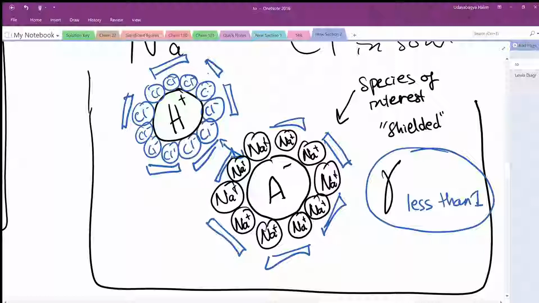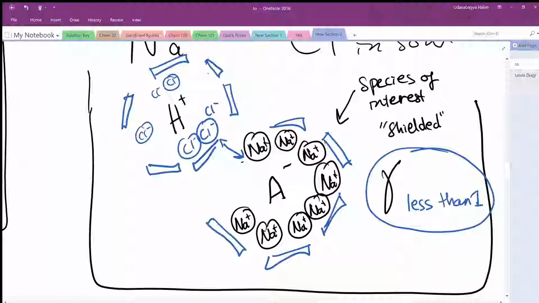But in actuality, there's gaps in the shield. Whoops, I erased a bit too much there, but you get the point. There's some gap that reaction can still happen. In actuality, your solution may more or less look like that, right? So there's places that you can still collide. That's why even though the gamma is less than 1, it's not entirely 0.